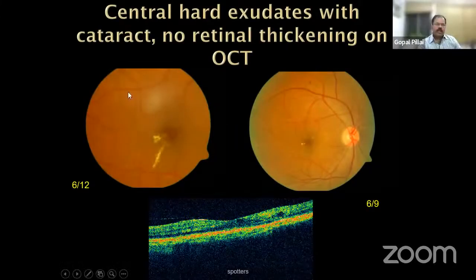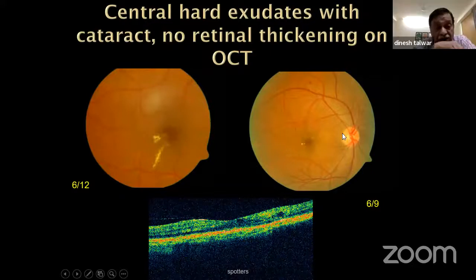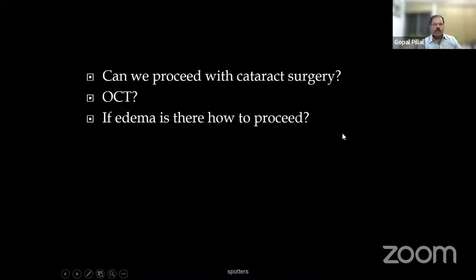There are 2 patients, 1 patient. No, this is the left eye, a little more magnified picture, sir. The right, okay, so this is the right eye. Okay. So can we proceed with cataract surgery, or is OCT needed?